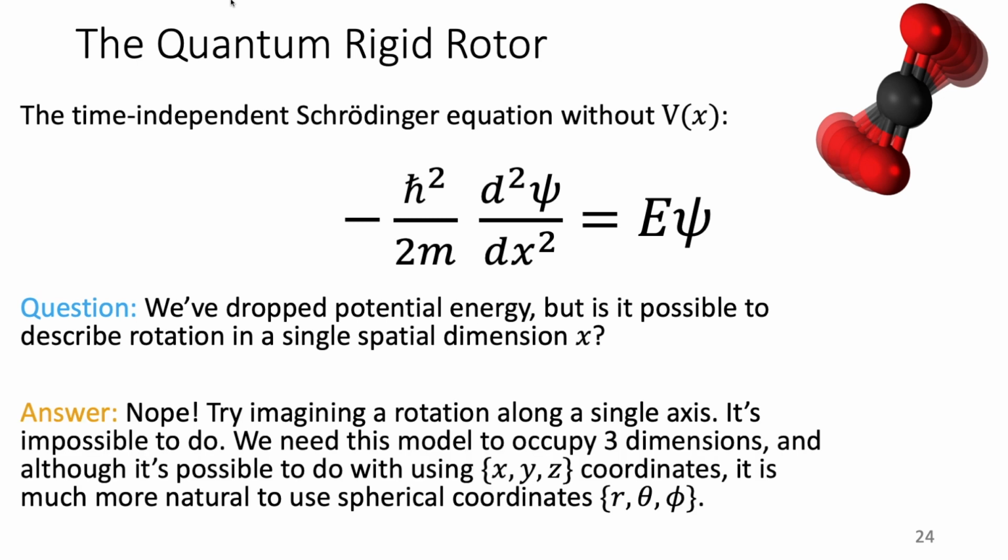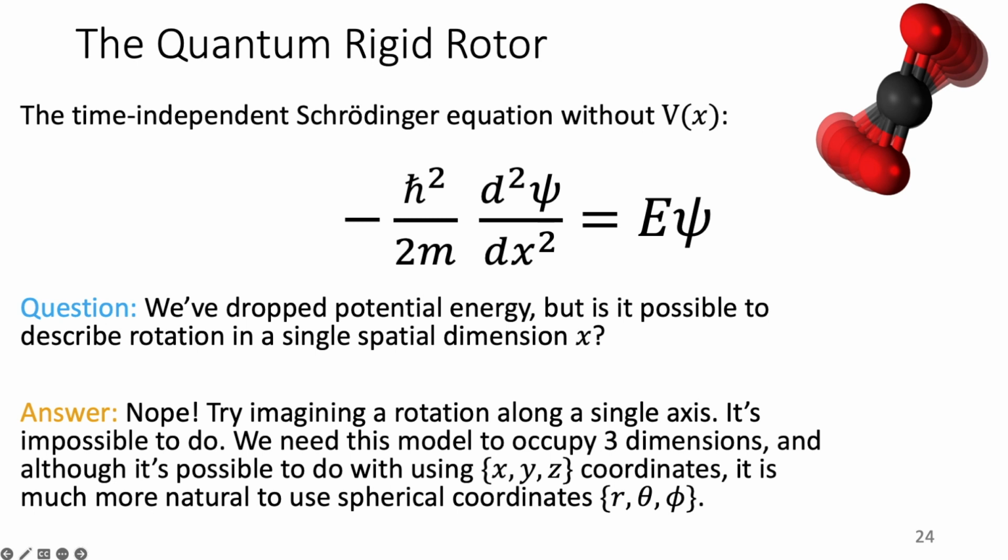Nope, you cannot do this, right? You can't rotate something in one dimension. Maybe you could argue you're rotating a point, but by definition, you can't rotate a point. That's not how points work. They don't actually occupy any volume. So imagine trying to rotate along a single axis. It's impossible to do. We need this model to occupy 3 dimensions.